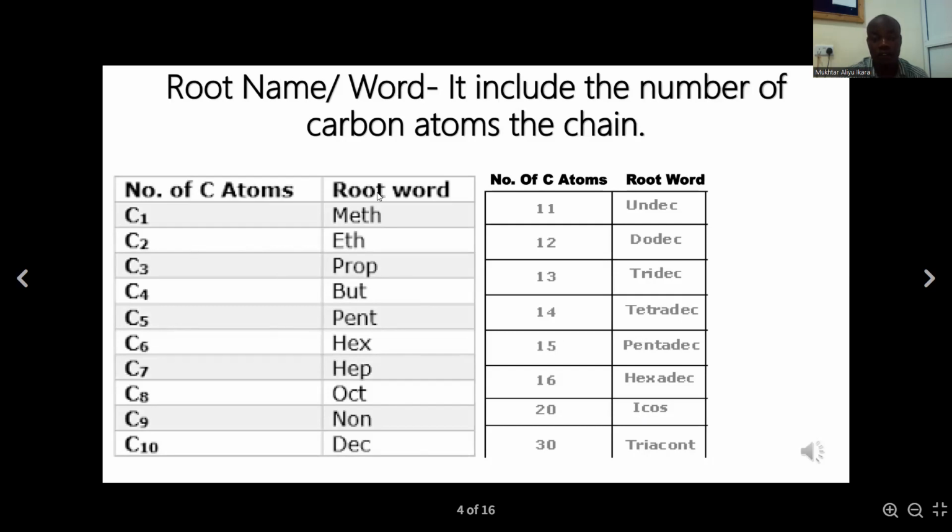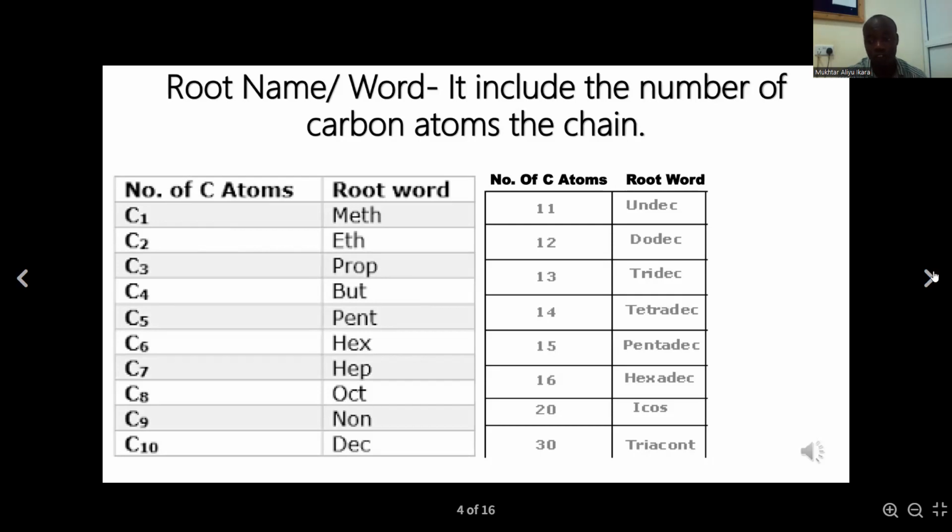Like for example, if the functional group is COOH, it means carboxylic acid. So the suffix will be oic. So at the end, by adding the root name and the suffix, we will end up with methanoic acid if it is only one carbon. But if the functional group is CHO, which is the functional group of an aldehyde, so here with oct, the functional group being CHO, it will be octanal.